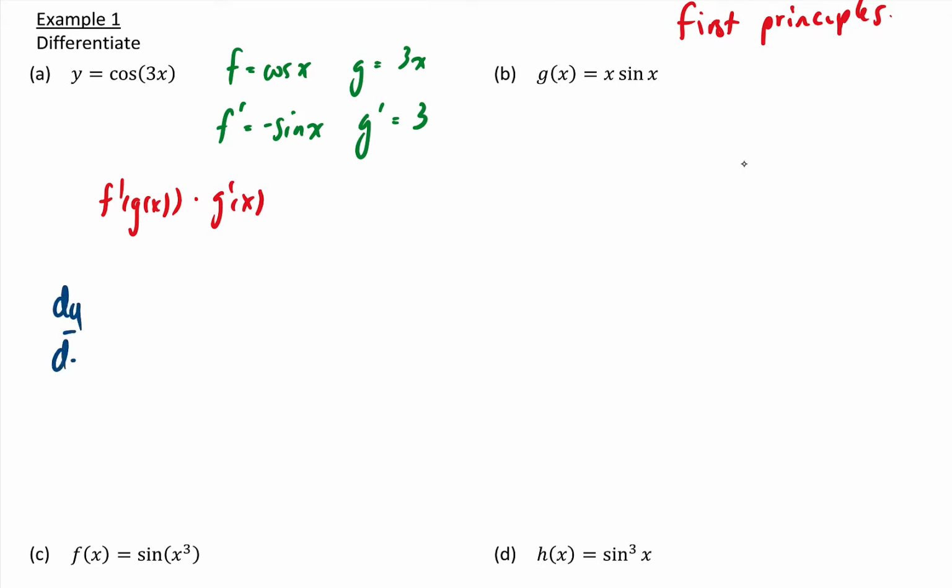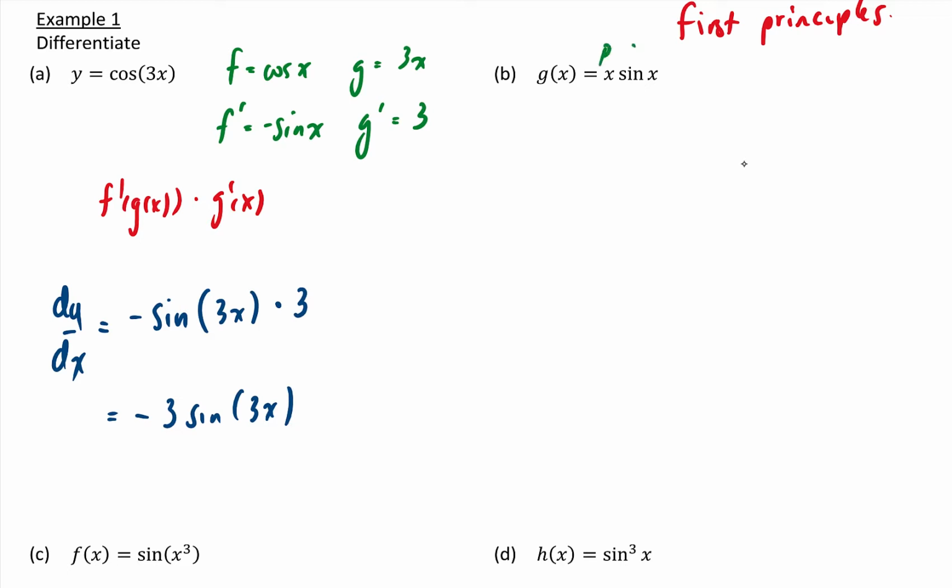So dy by dx is equal to, well, f prime is negative sine of x, but it's f prime of g of x, where g of x is 3x, then times the derivative of g, which is 3. So therefore this is equal to negative 3 sine of 3x.